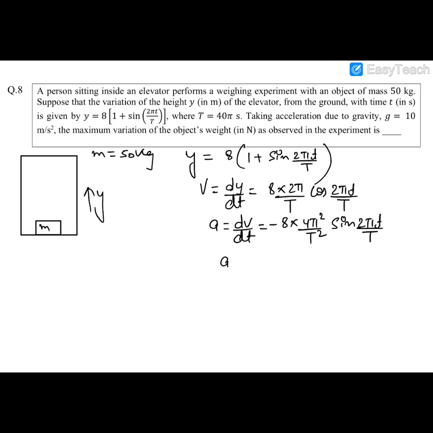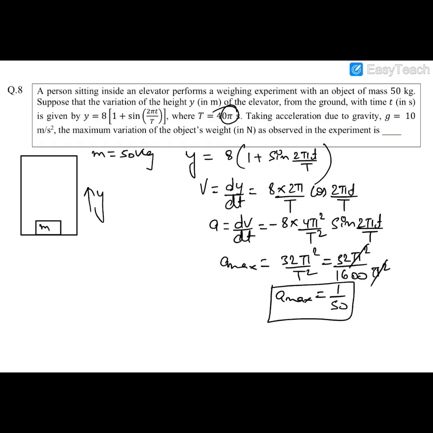So if we talk about the maximum amplitude of acceleration, it would be 16 pi square by T square, and the value of T is 40 pi, so this is 16 pi square by 1600. Okay, in fact this would be 32, sorry, so it would be 32 pi square by 1600 pi square. So cancelling this, a max is 1 by 50.